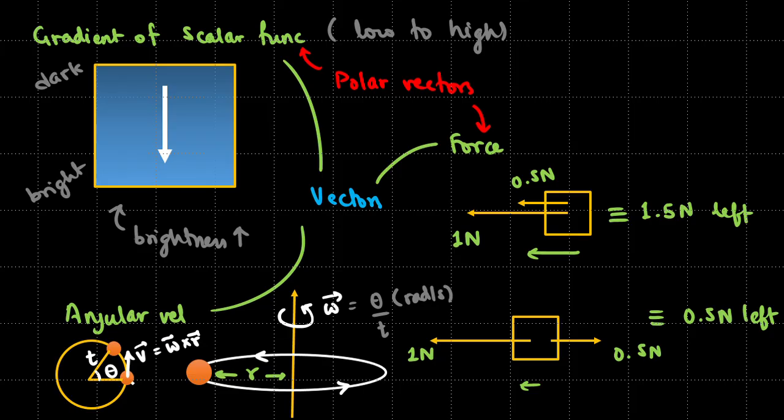So velocity is a polar vector, but angular velocity is an axial vector. The clearest way to see it is by the arrow. If the arrow is rotating, it's an axial vector. If the arrow is straight, it's a polar vector. To remember, axial vector includes rotation. Axial means axis. In this case, this is the axis. That's why axial vector includes rotation.